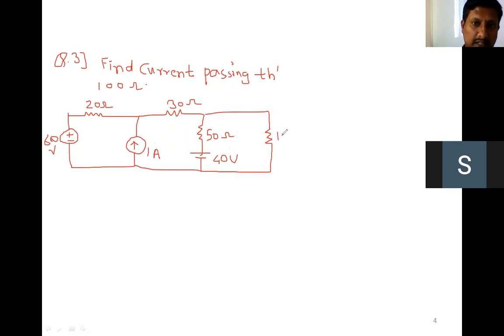It is the same as the problem I gave as homework; only the polarity changed here. So we have to find the current passing through this 100 ohm, which I will name I100. I100 we have to find. Here we are going to use nodal analysis.